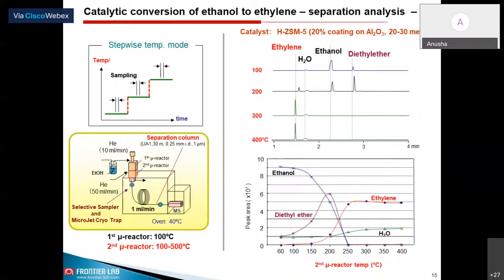So upon that, there is nothing much taking place. After 230, as you can see, the peak is falling down. Till 230, the diethyl ether is eluted. And above that temperature, the main reaction product became ethylene, as well as water as a byproduct in this reaction.